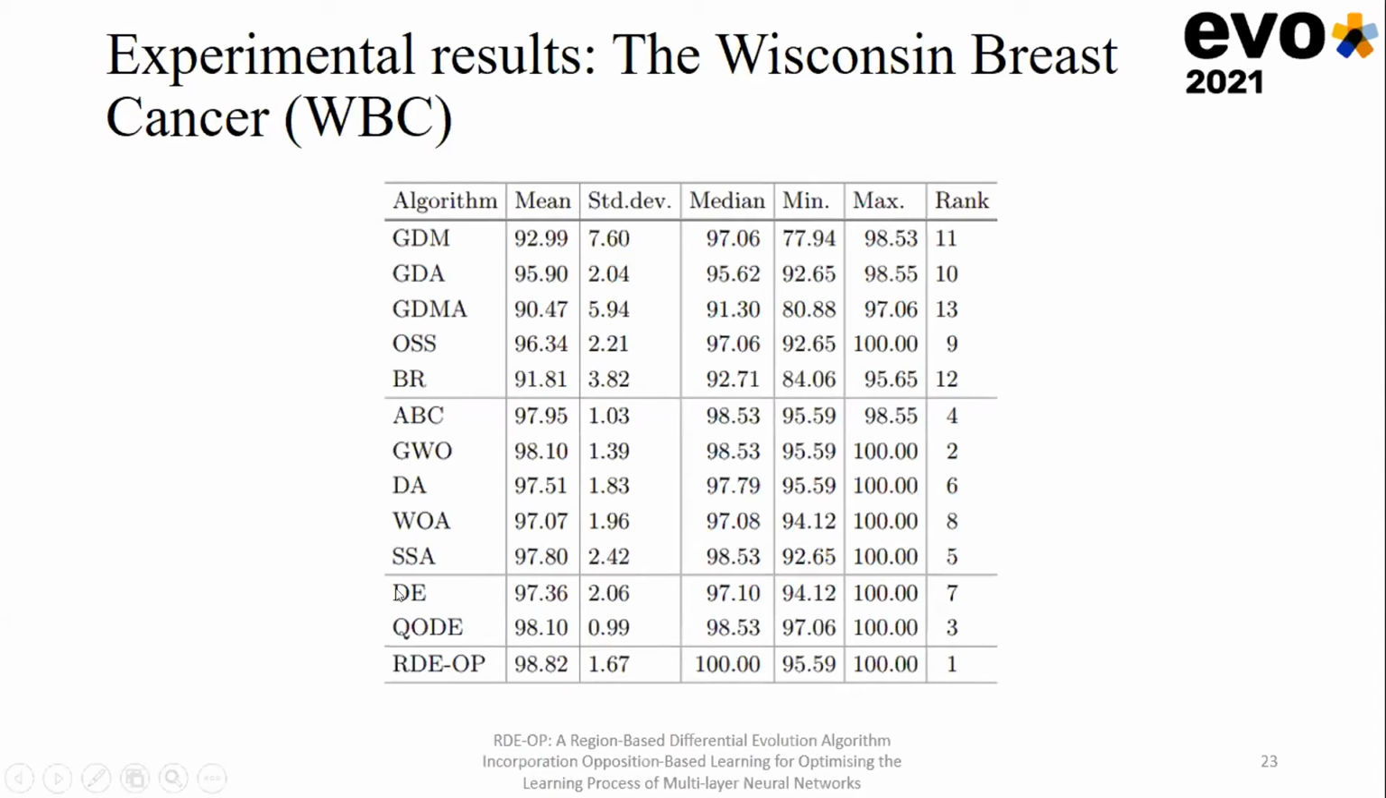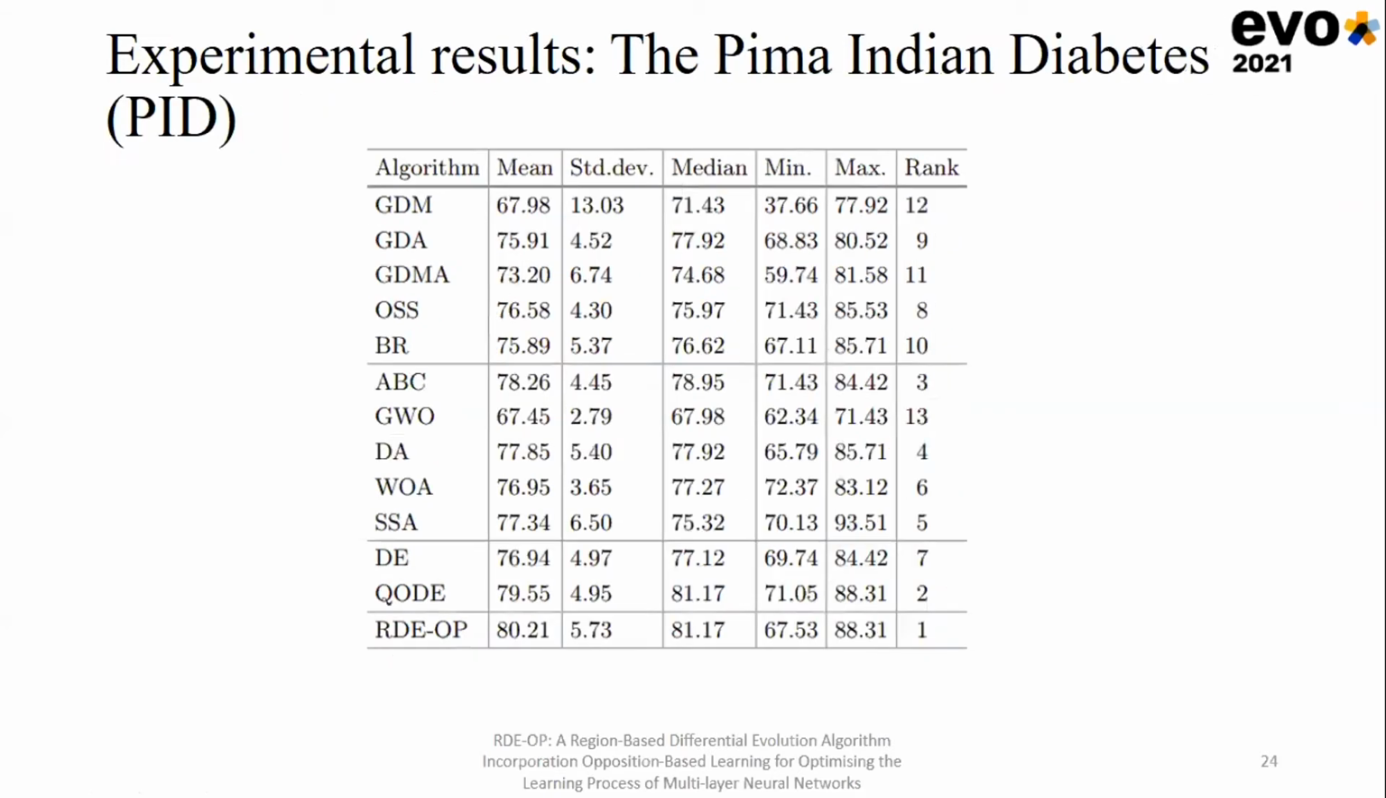And specifically, compared to differential evolution and QODE, RDE-OP could decrease classification error by more than 50% and 20%. The next data set was PID. You can see the results, and our proposed algorithm again obtained the first rank compared to other algorithms. Also, RDE-OP compared to differential evolution could decrease the mean error by more than 14%, and compared to QODE it is approximately 3%.